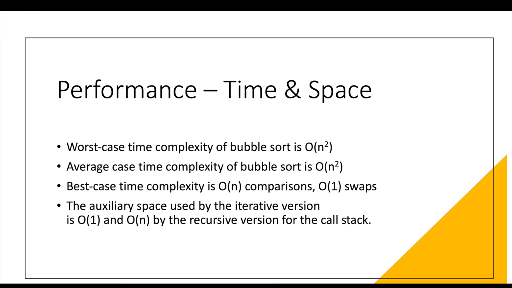In case of the best case, as we have seen, we are still doing the comparisons with every element. At the end of the pass, we are deciding whether the swapped variable has changed or not. So if you talk of comparisons, we are still doing them for the entire array. Hence, the comparisons will be order of n. But if you talk of the number of swaps, there is no swap involved in the best case, because the array is already sorted. Hence, the complexity is order of 1 for the number of swaps. So this is why for the best case, I have broken it down into comparisons and swaps.